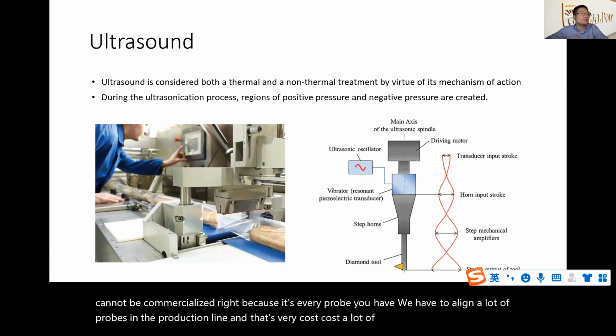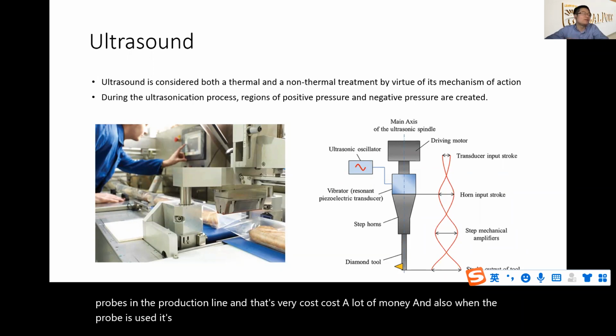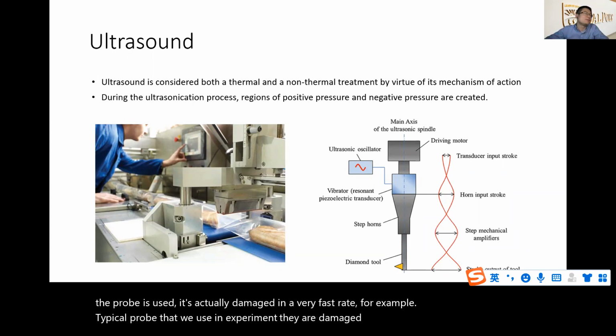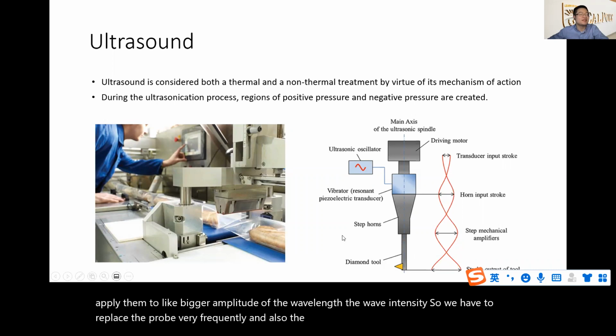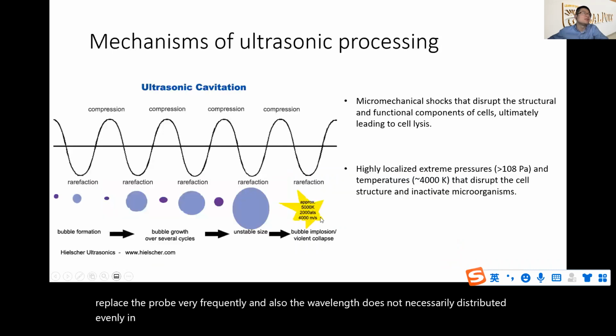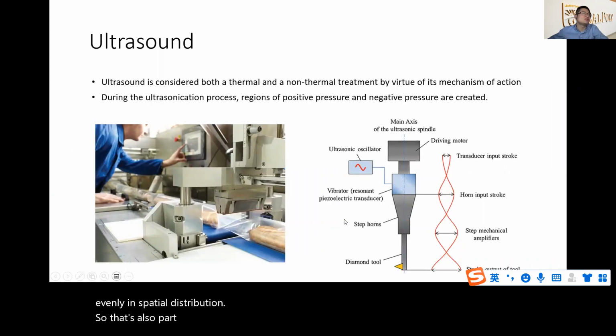And also when the probe is used, it's actually damaged at a very fast rate. For example, a typical probe that we use in experiments is damaged within, I would say, 100 hours of use if we apply a big amplitude of the wave intensity. So we have to replace the probe very frequently, and also the wave does not necessarily distribute evenly in a spatial distribution. So that's also part of the reason that it's hard to be commercialized.